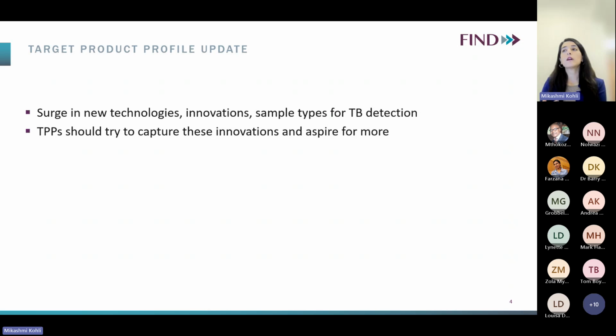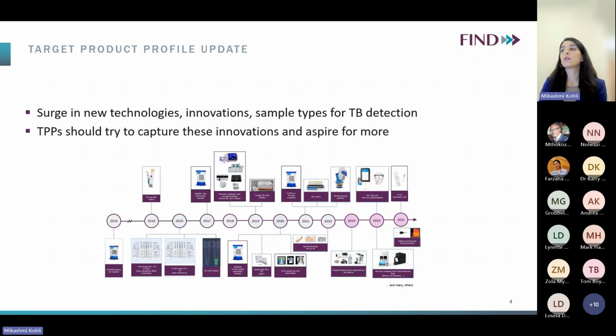And TPPs are not a retrospective fit. It is something more forward-looking, to look at what innovations we should look forward to, what innovation manufacturers should think about for public health impact. And when we talk about the surge in new technologies, this is where we were in 2010. So we had Xpert MTB/RIF, which was labeled as the game changer for TB diagnostics.